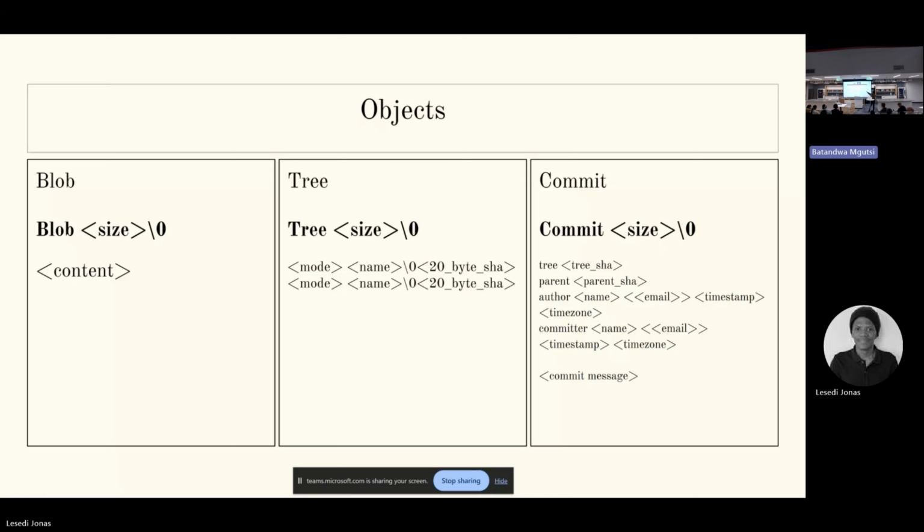You'll notice that in our commit object, we have, from the top, a tree, a parent, author, committer, and the commit message. This holds information about who made these changes, what changes were made, and what is the previous object that was the latest before.